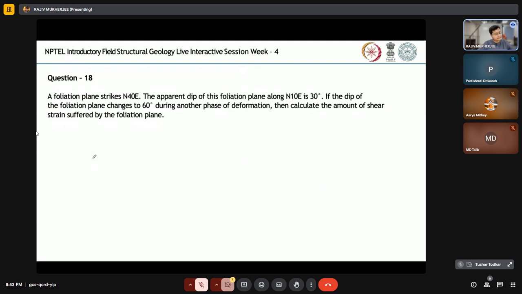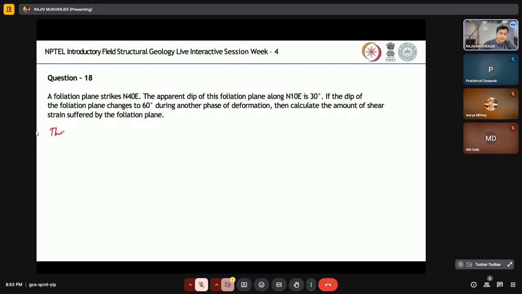question number 18, which says that a foliation plane strikes north 40° east. The apparent dip of this foliation plane is along north 10° east, and the apparent dip amount is 30°. If the dip of the foliation plane changes to 60 degrees during another phase of deformation, then calculate the amount of shear strain suffered by the foliation plane.